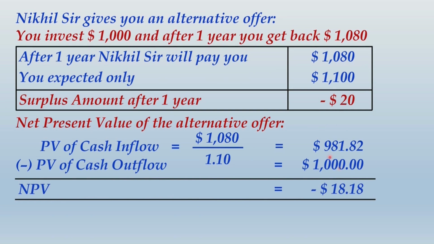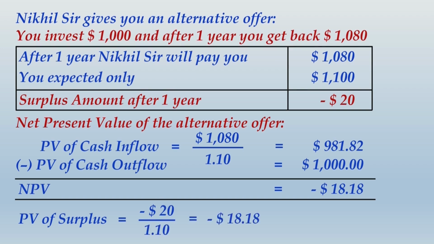When you compute NPV, it is going to be negative $18.18. Basically $18.18 is nothing but the present value of this $20. Because this $20 was with a minus sign, the NPV also results into a minus sign. You can verify this by this calculation. PV of surplus will be -$20 divided by 1.1, that will be negative $18.18.